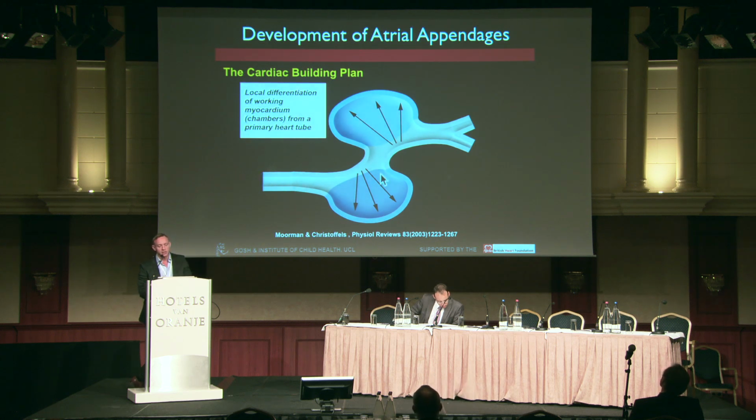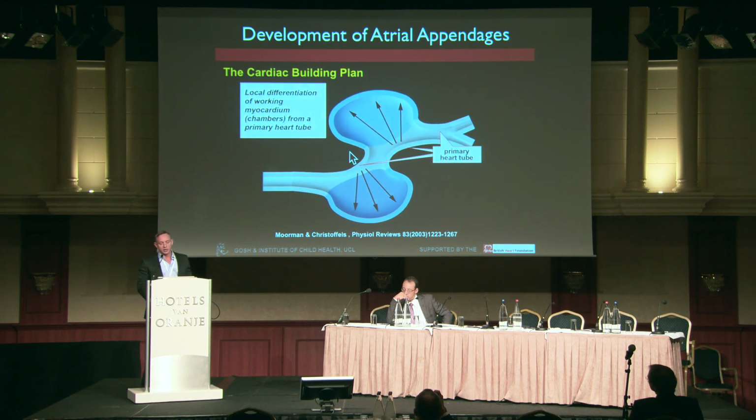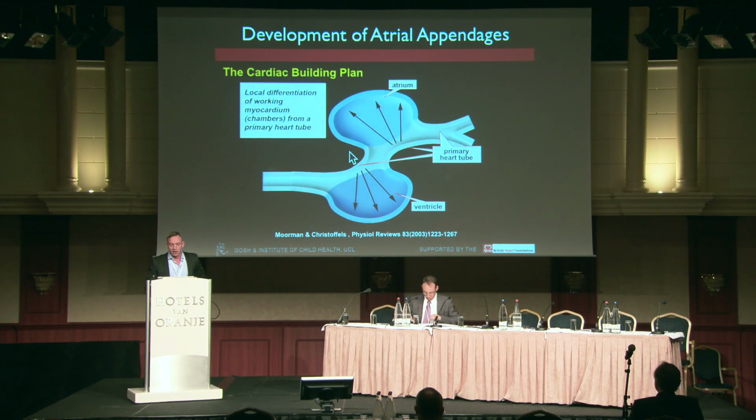So what you see here in this diagram is the initial cardiac tube, the cardiac crescent, if you like, in gray. And the chambers, we now know, balloon out from that structure at a slightly later stage, by local differentiation of the myocardium. And this concept seems to fit across different species, as well as in the human.